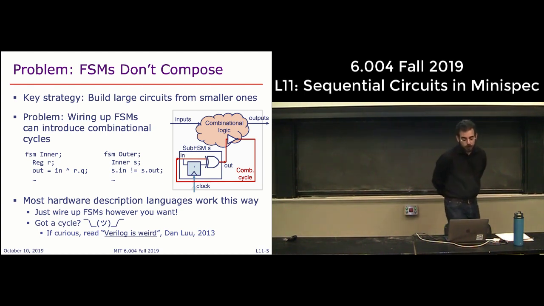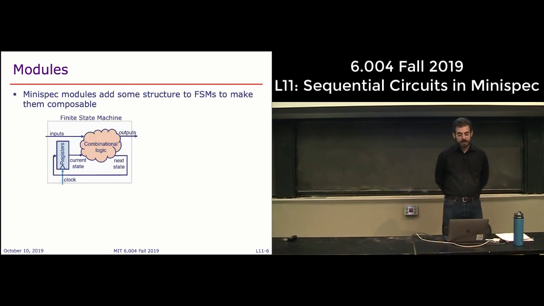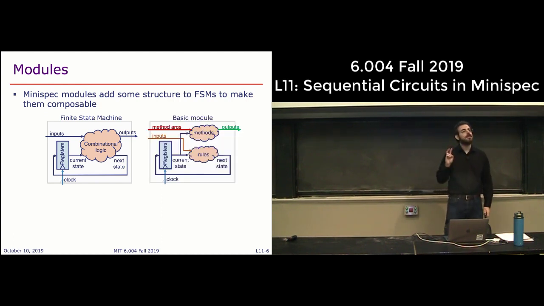And so what we've done with Minispec is essentially to take all of that complexity out. That basically took us 4 lectures to explain, and so we're going to do it in half. And essentially what Minispec does is something very simple. It asks, how much structure do I need to add to FSMs to make them compose? So let's see that. What Minispec does is it imposes a little bit of structure over this blob of combinational logic. So instead of having a single chunk of combinational logic, you have 2 types of combinational logic.